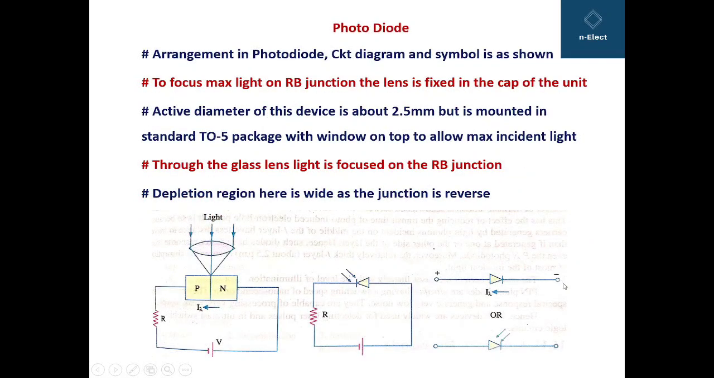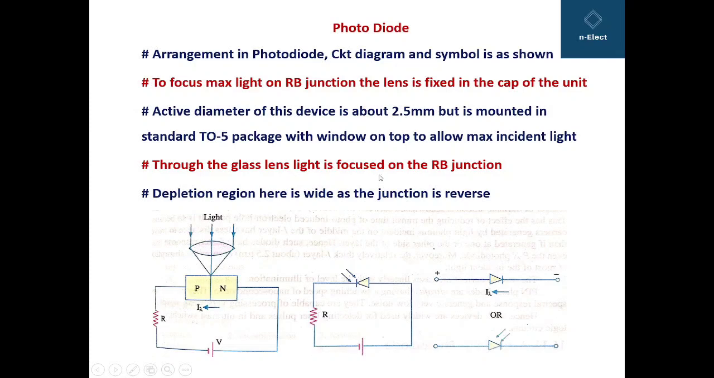Here you can see the diagrams which show the arrangement in photodiode, circuit diagram and the symbols. To focus maximum light on the reverse bias junction, the lens is fixed in the cap of the unit. Active diameter of this device is about 2.5 mm but it is mounted in a standard TO5 package with a window on the top to allow maximum incident light to focus on this reverse bias junction.